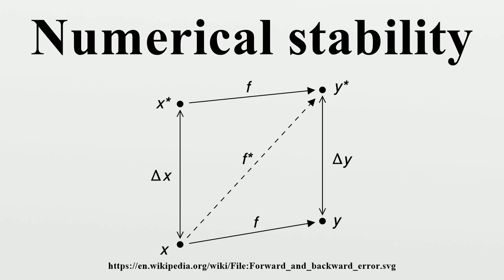The main causes of error are round-off error and truncation error. The forward error of the algorithm is the difference between the result and the solution. In this case, delta y equals y* minus y. The backward error is the smallest delta x such that f(x + delta x) equals y*. In other words, the backward error tells us what problem the algorithm actually solved.